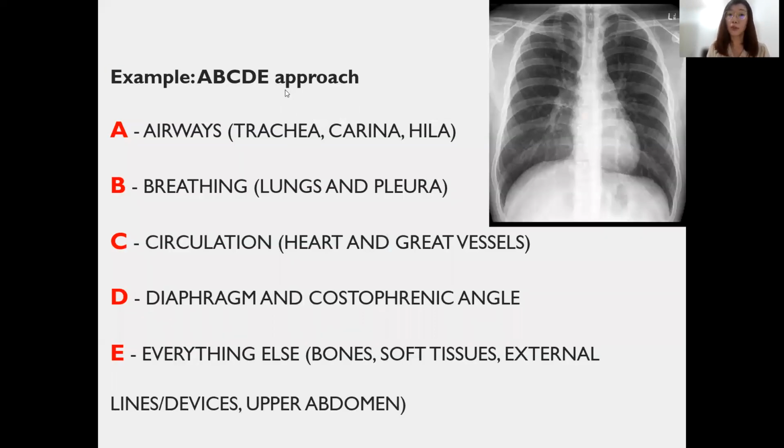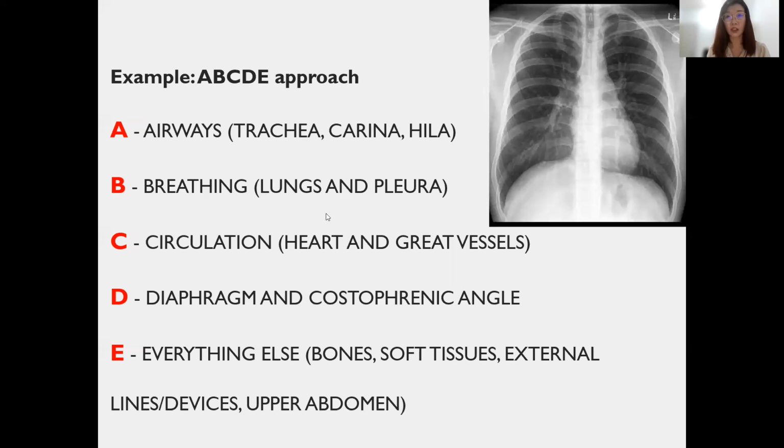So the ABCDE approach, these are examples that you may opt to use. Airways, A: look at the trachea and then the carina and also the hilar points, both sides. Next, B, breathing: look at the lungs, both sides, and also the pleura at the edge of the chest wall. At the edge is the area where we look for the pleura.